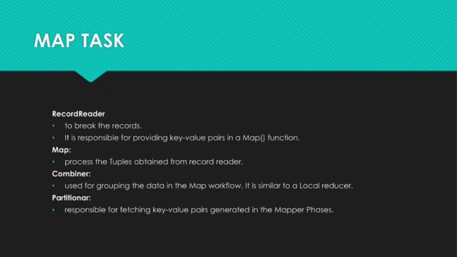Partitioner. Partitioner is responsible for fetching key value pairs generated in the mapper phase. The partitioner generates the shards corresponding to each reducer. The hash code of each key is also fetched by this partitioner. Then the partitioner performs its hash code modulo with the number of reducers.